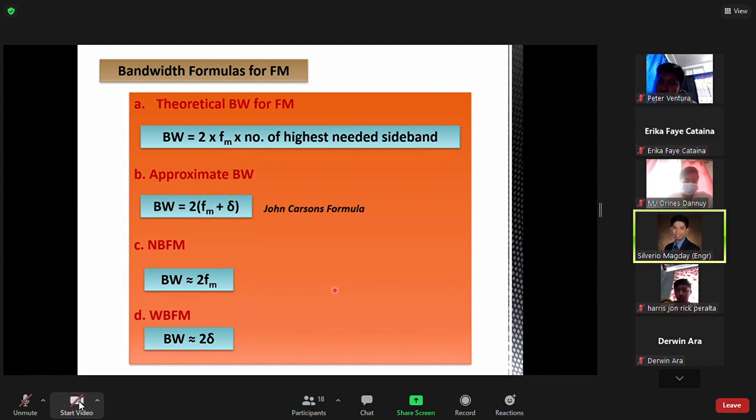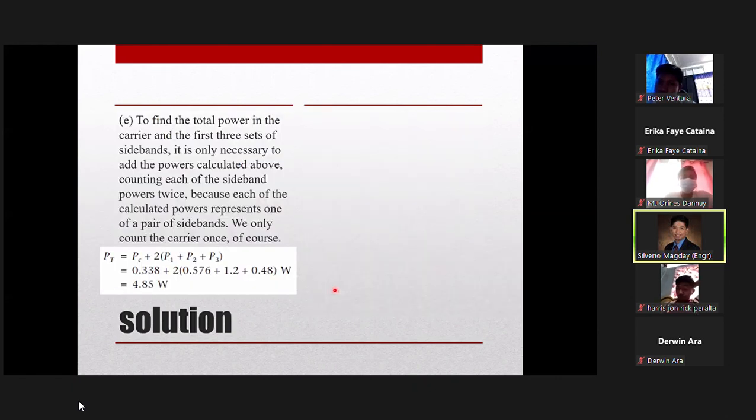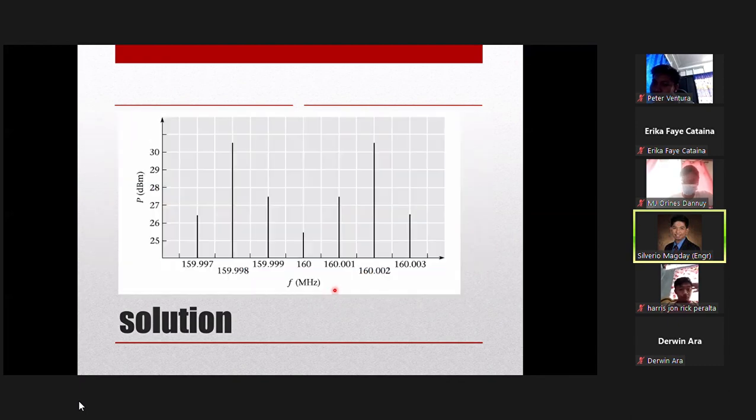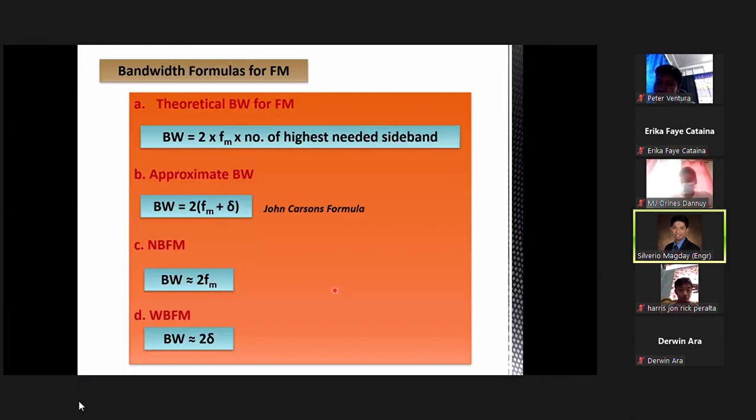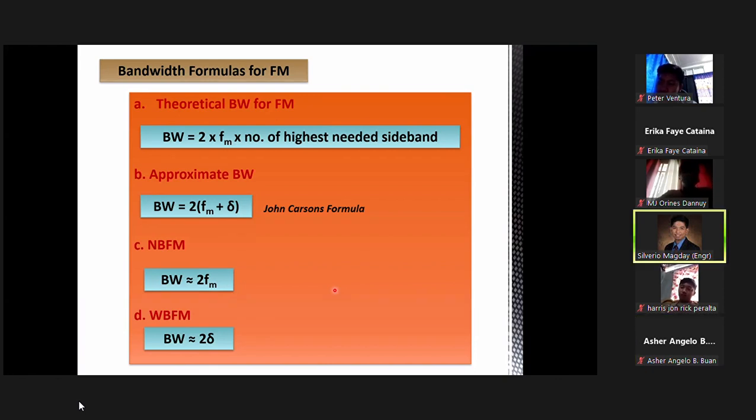Okay, bandwidth formulas for FM. If hindi niyo talaga ma-grasp, sabihin niyo lang, preno, sir, wait, para makuha. Pero madali lang kasi i-grasp, very direct lang naman siya sa mga formulas. Okay, bandwidth formulas of frequency modulation.